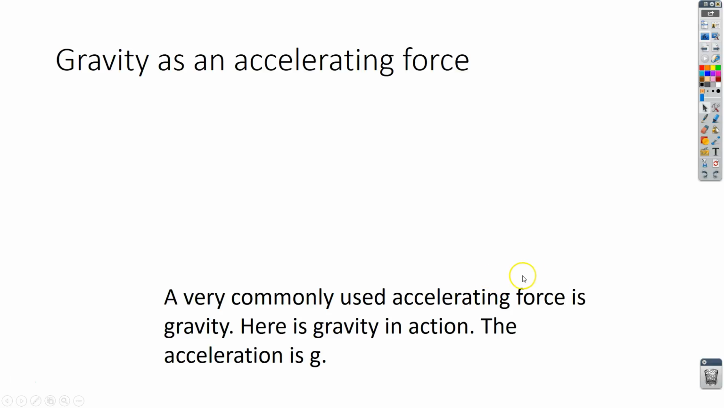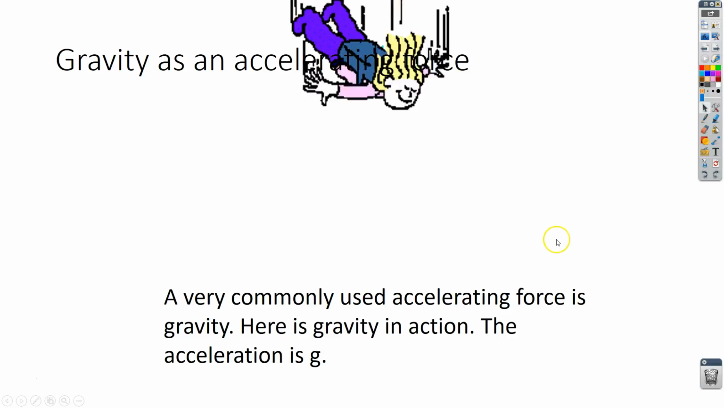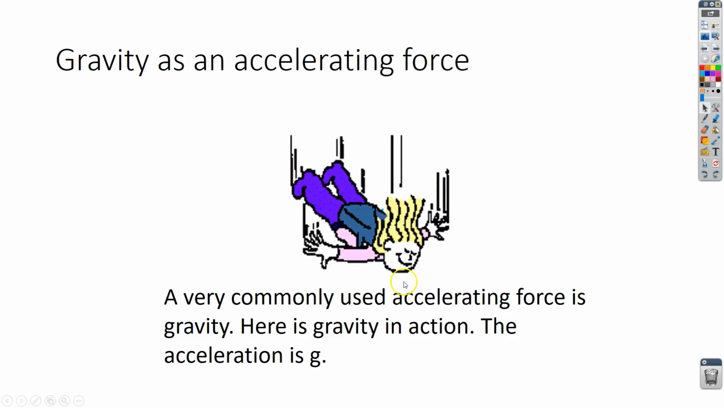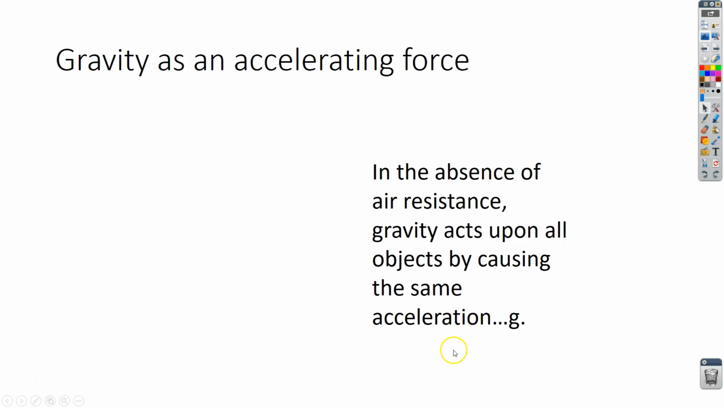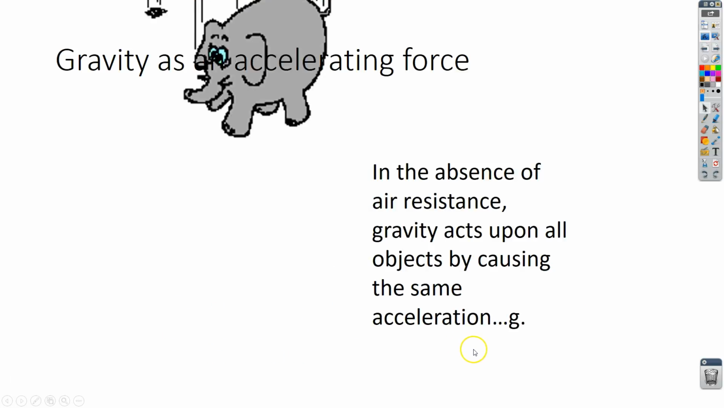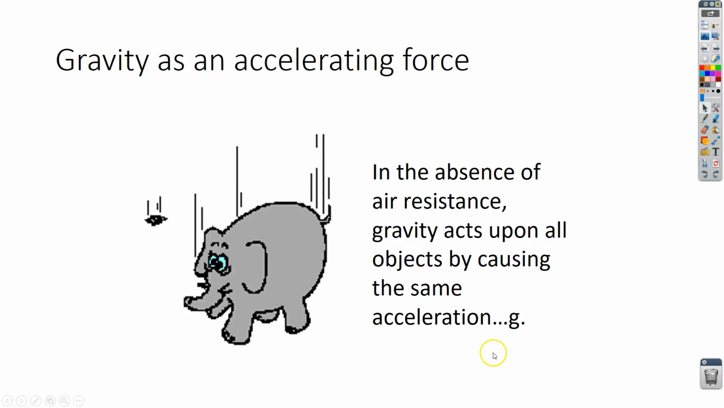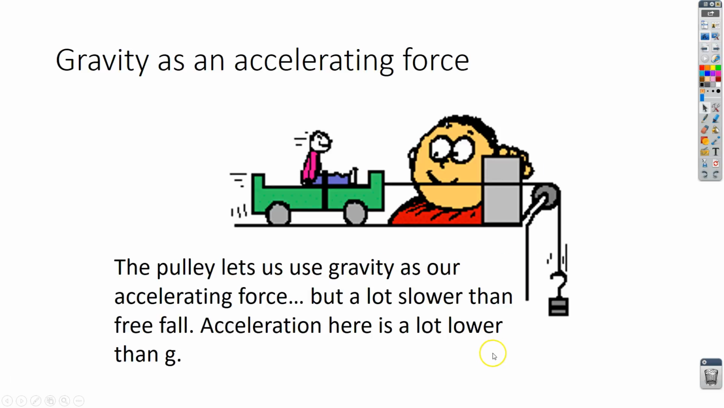There are some forces that do act as accelerating forces. Probably the most commonly known one is gravity. So you speed up as you fall up to a certain point. So that's gravity in action. And we say that that acceleration is g. And we've talked about what it is. In the absence of air resistance, you would just keep falling. But with air resistance, those things kind of go away a little bit as we go through.